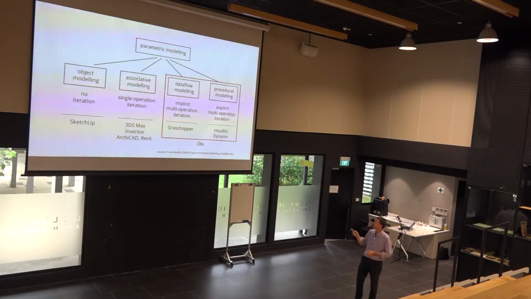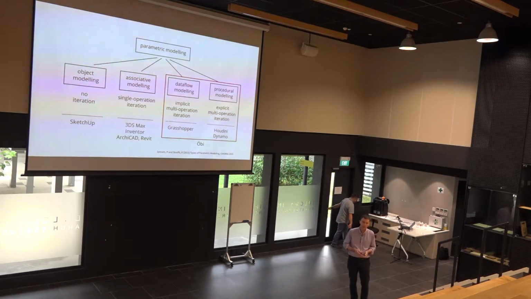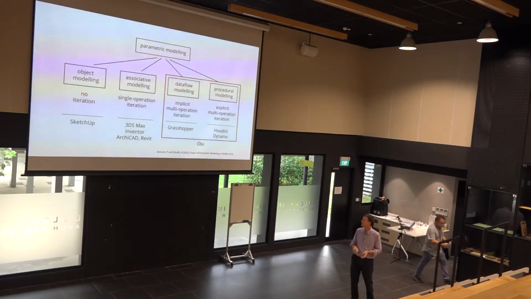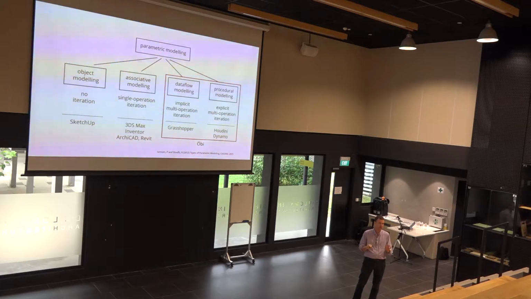You only do one. Then with data flow modeling, like in Grasshopper, you can do iteration, but it's implicit in the way you structure your data. So, who's done Grasshopper here?